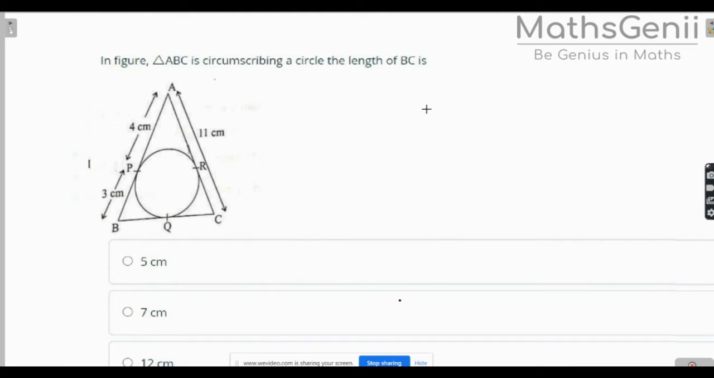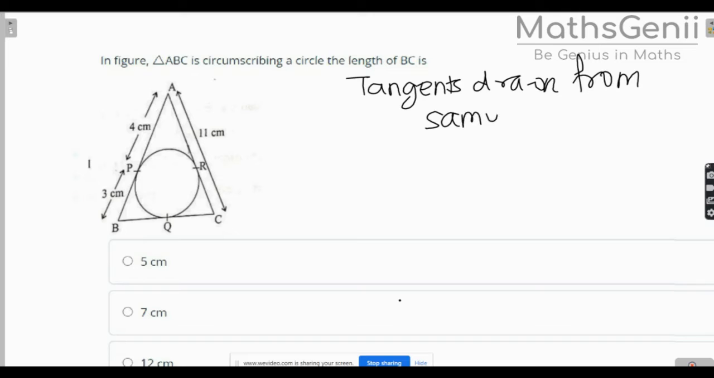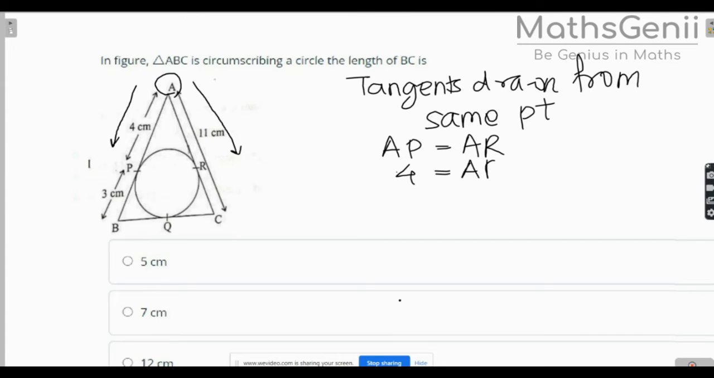Now there is a property that tangents drawn from the same point are equal. So, what does that mean? AP is equal to AR. Both are starting from A, right? So, AP is equal to AR. How much is AP? AP is 4. Therefore, AR is also 4. But that doesn't help me.